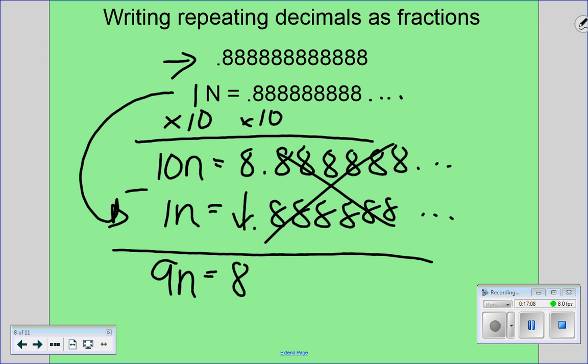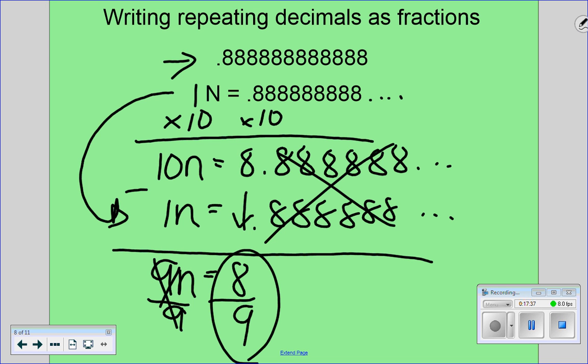Trust me, we're going to do this many times tomorrow. So now, if I want to get my variable by myself, what do I have to do to get the variable by itself? Divide. Yes, you're close. I got to divide by 9. Divide by 9. Guess what? That's it. 8/9 in a decimal is, yep, I'm just going to keep it.